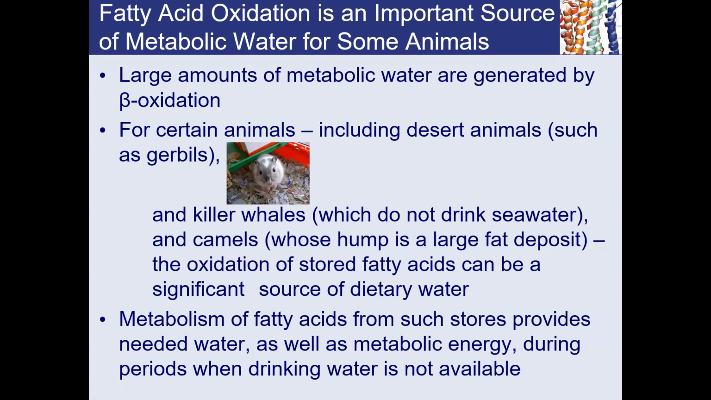And then we also talked about how certain animals like gerbils here, killer whales, and camels, they have large deposits of fatty acids in them, and they utilize fatty acid metabolism for the most part. And as a result of fatty acid metabolism, they also are able to produce a significant amount of dietary water that they need, that cells might need, right?